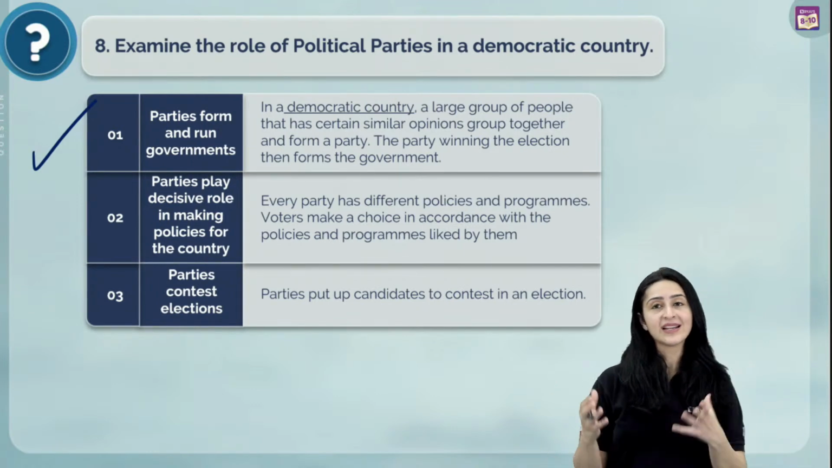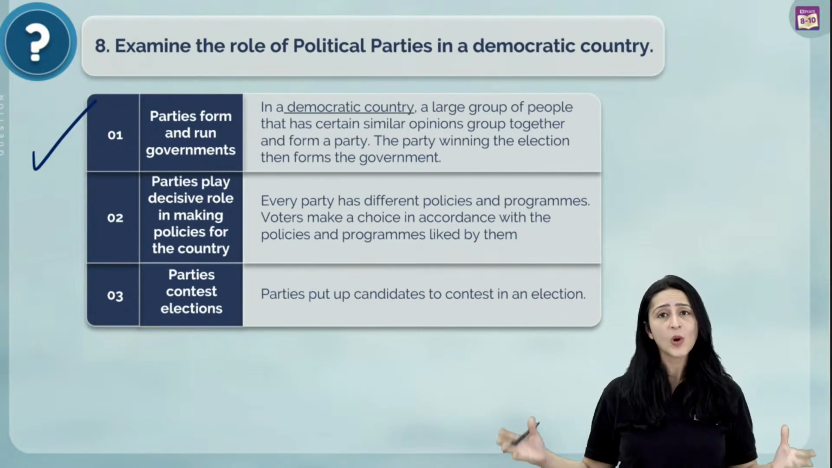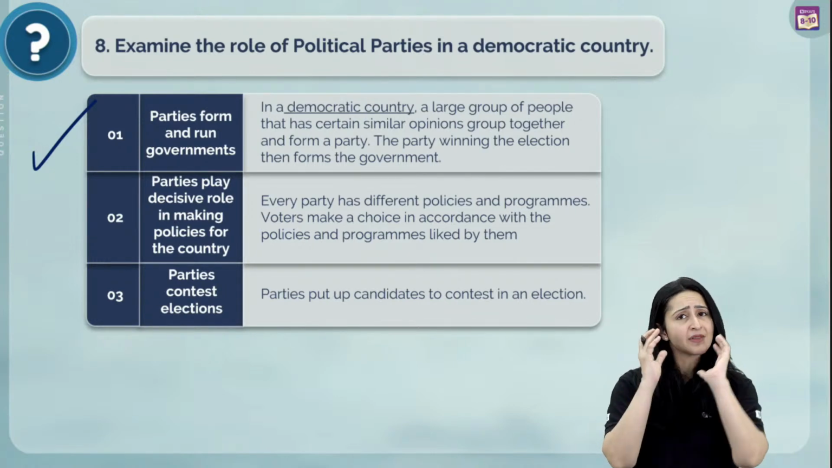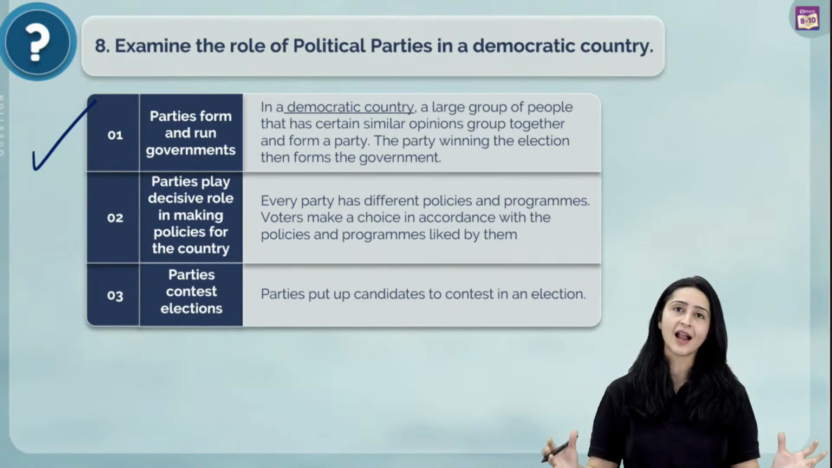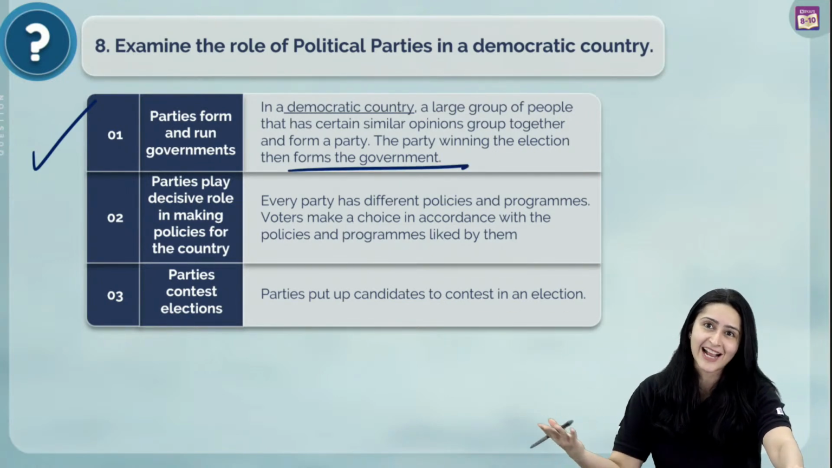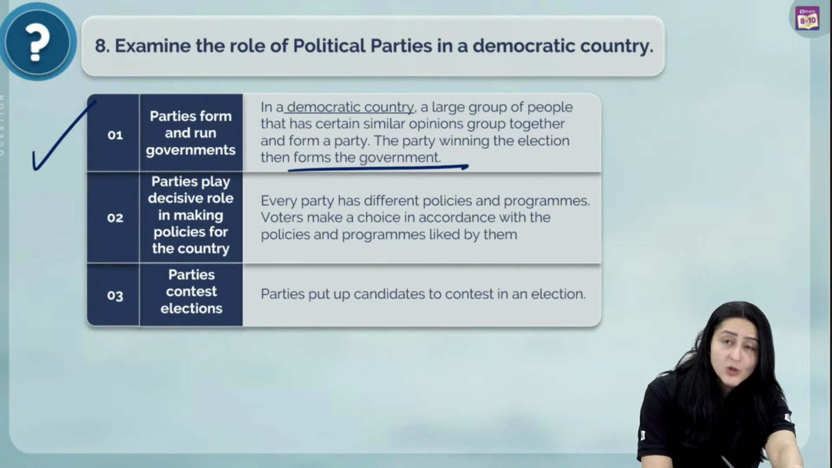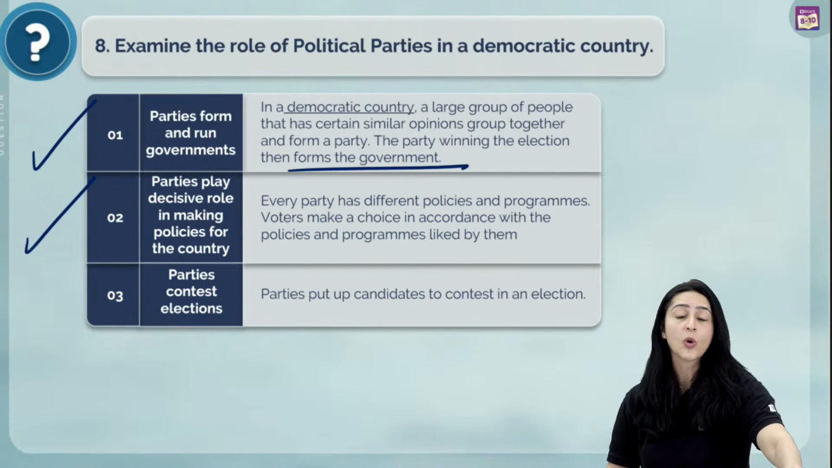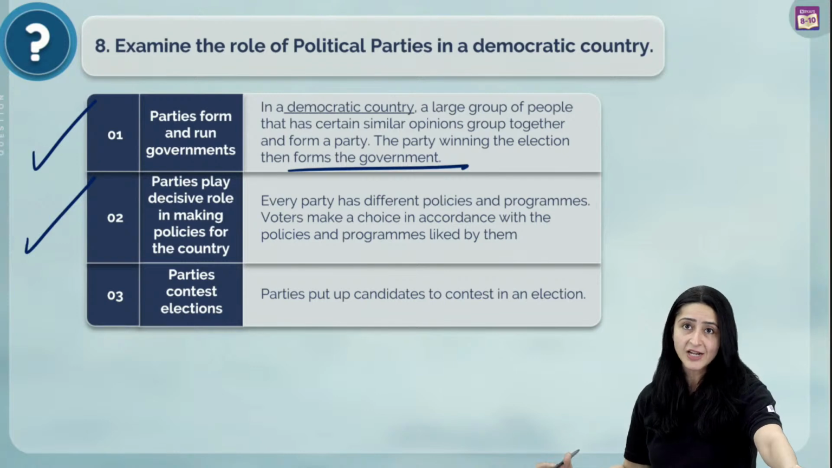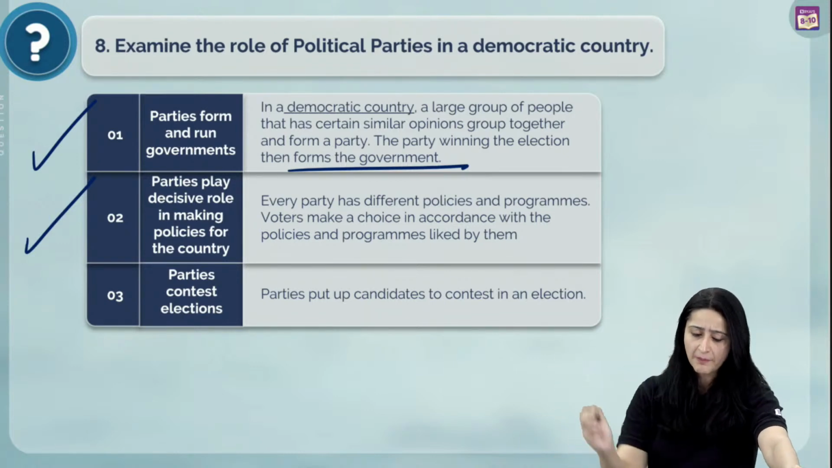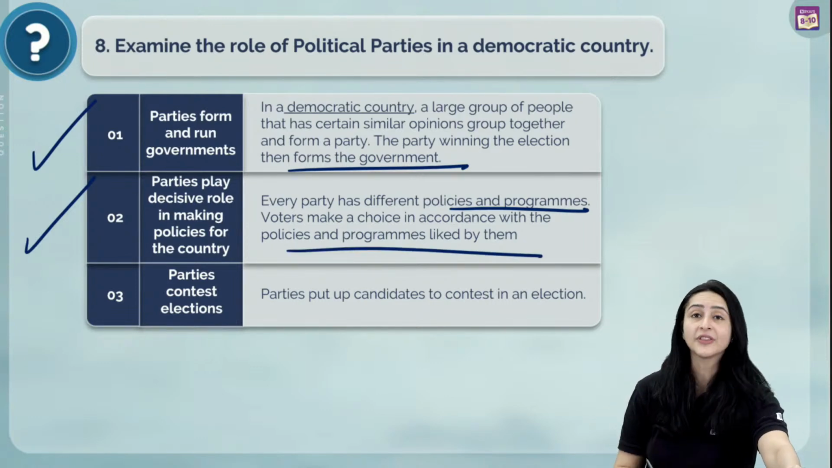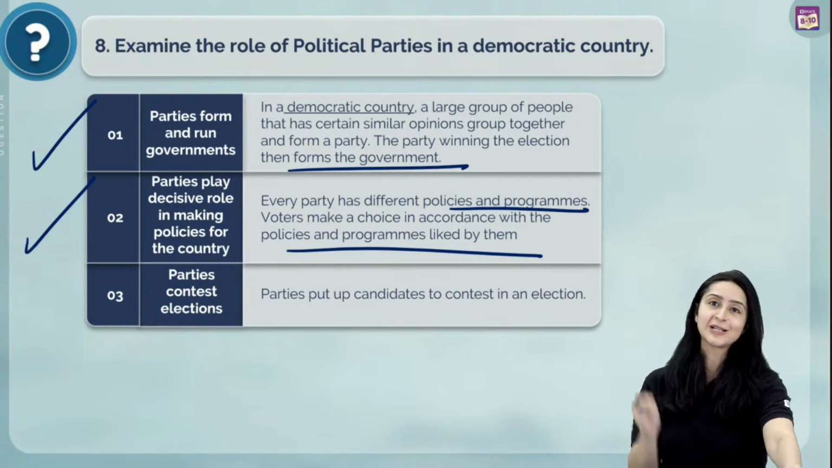Thank you. We know in a democratic country like ours, there are various people who have various opinions. So people with similar opinions get together, maybe like you and your friends who have the same fundamentals, you all get together and start a party, and then you all have the chance to take part in elections and actually run the government. Now, what else could you and your friends do? You would also have a very decisive role in terms of making policies for the country, right? So what do political parties do? They make policies, they make programs, and then voters choose which political party to support based on the policies and the programs that are liked by them.